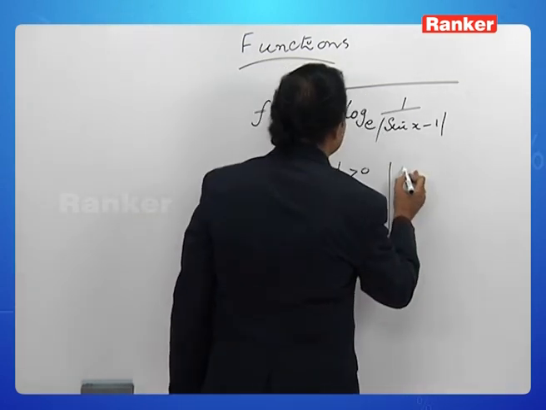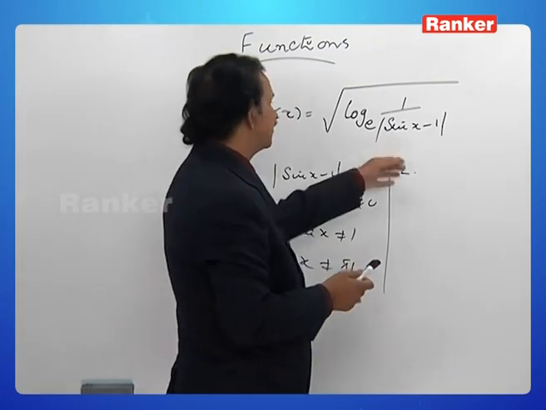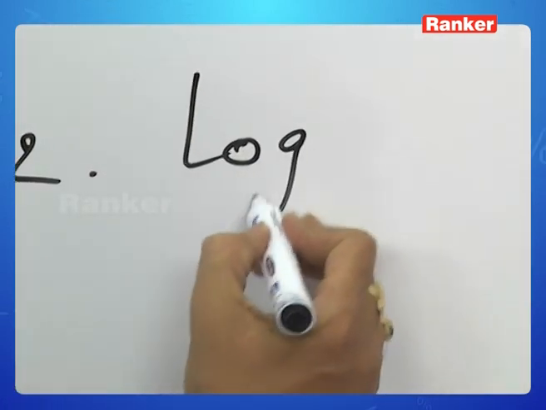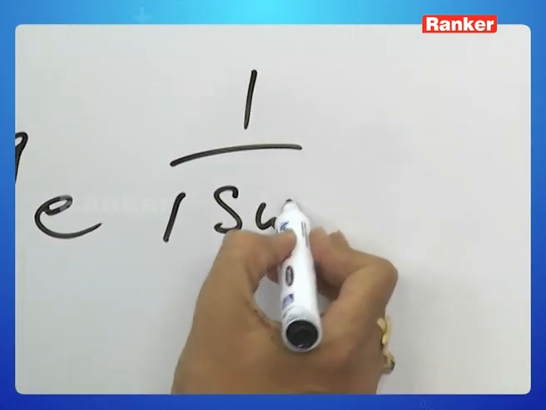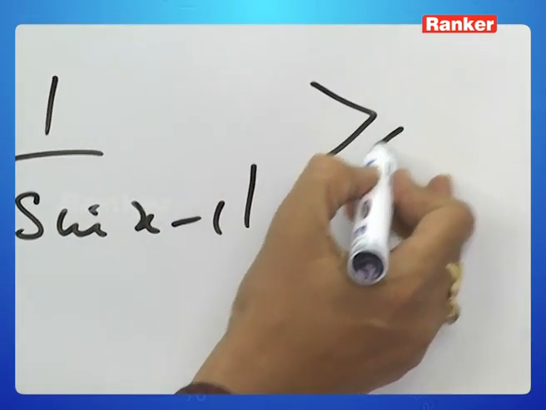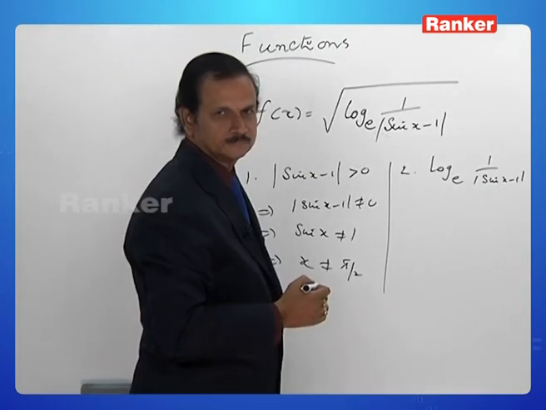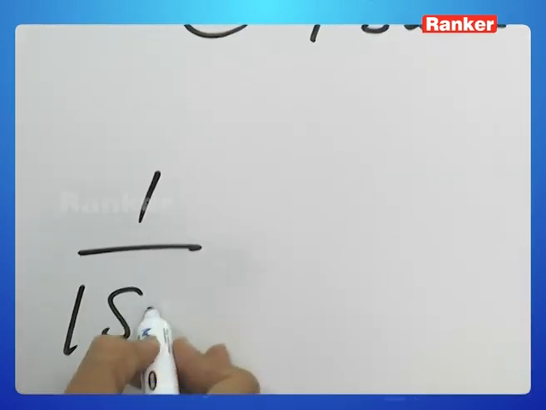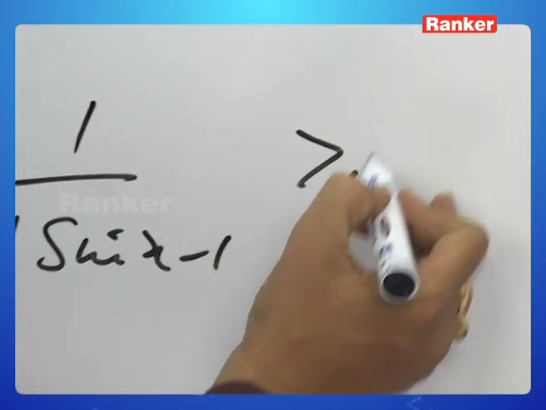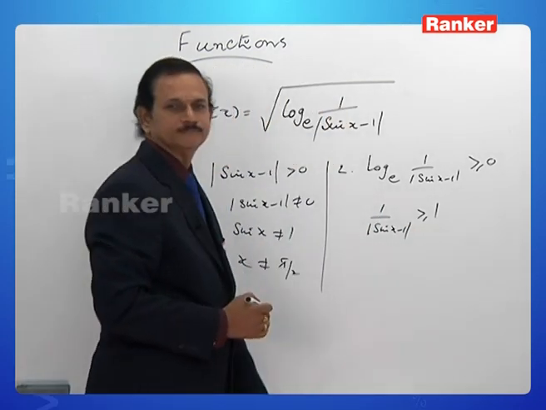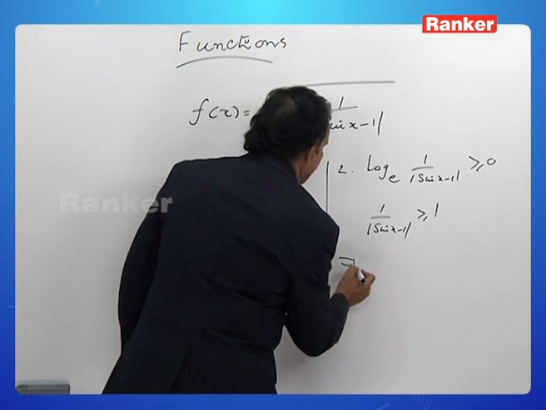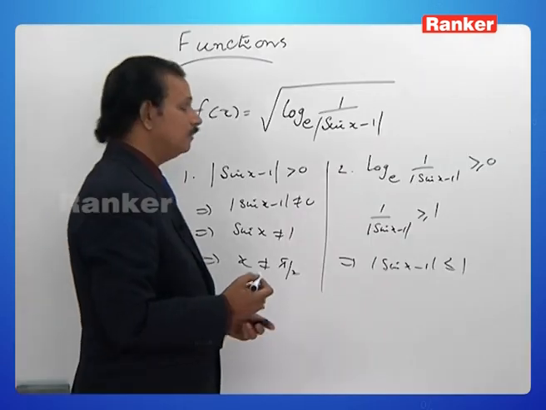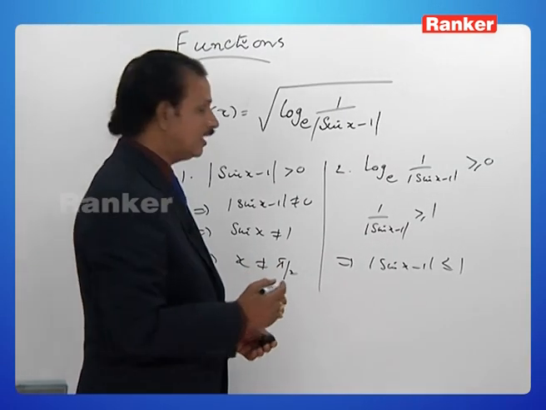Secondly, this entire function lies under square root. Therefore, we should have log of 1 by mod sin x minus 1 greater than or equal to 0. That is 1 by mod sin x minus 1 greater than or equal to 1. This implies mod sin x minus 1 less than or equal to 1.